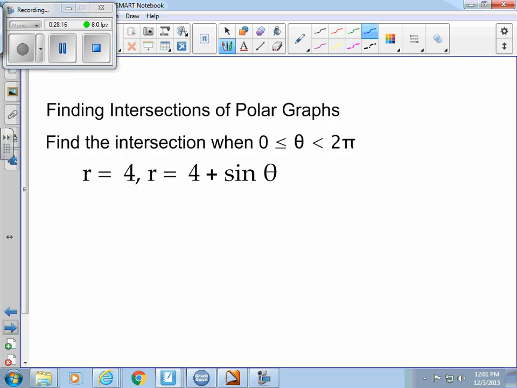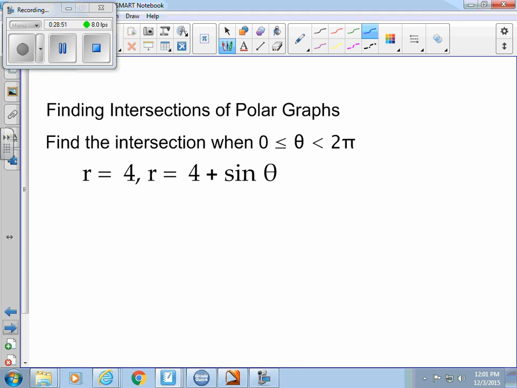Last thing for the day. In Cal 2 or in Cal BC, there's a skill that we're going to do where you're going to need to find the intersections of polar curves. It's very similar to finding intersections of regular curves, but it's something you need to be able to do by hand. How do you find intersections of regular curves? Set them equal to each other or do substitution. Does everyone agree with that? So I want to do that.